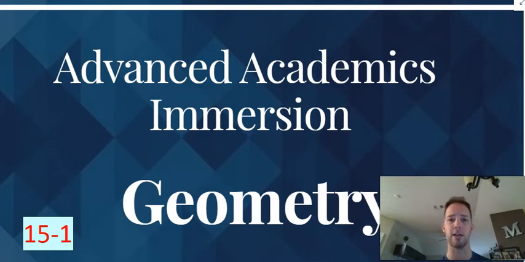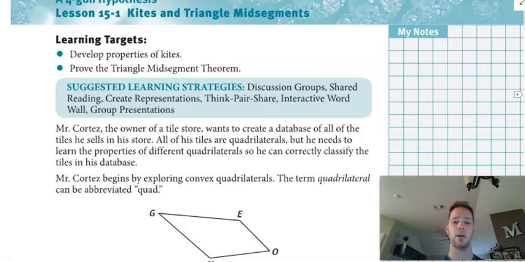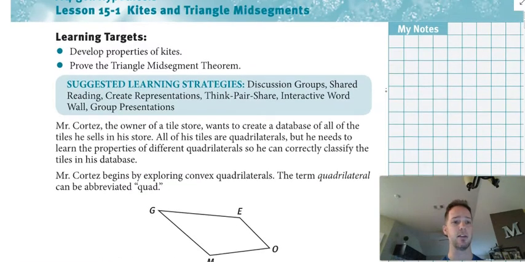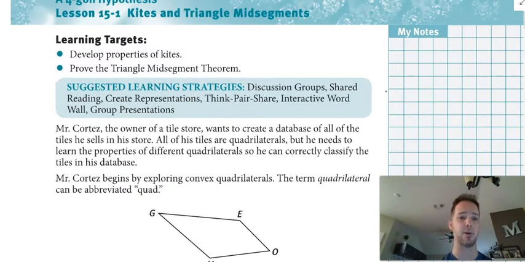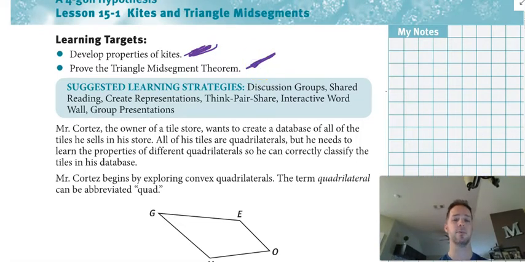Mr. Munyon here again with activity 15-1. We're going to be focusing on kites and triangle midsegments. In activity 15, we're going to develop the properties of kites as well as the triangle midsegment theorem. So exactly what the title says we're going to do.